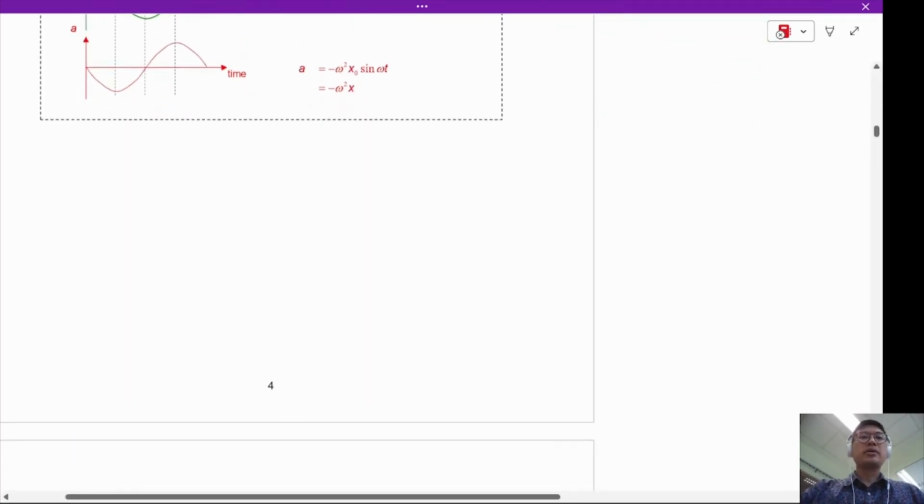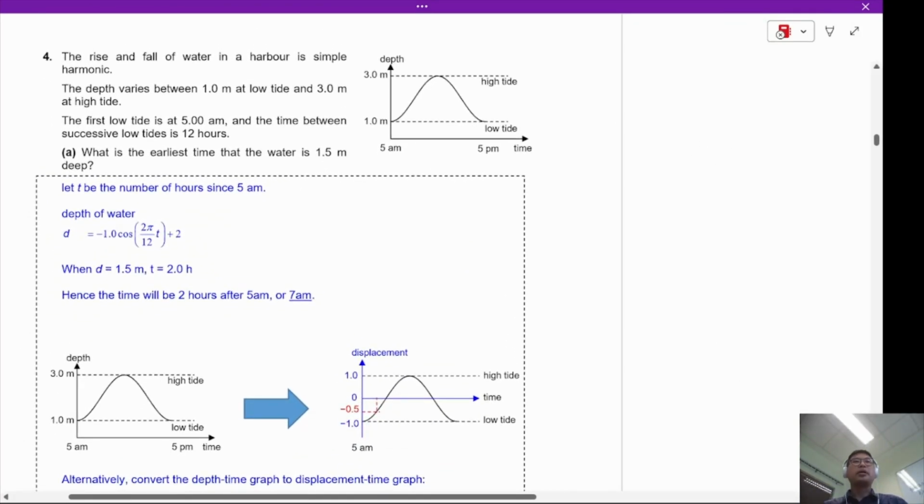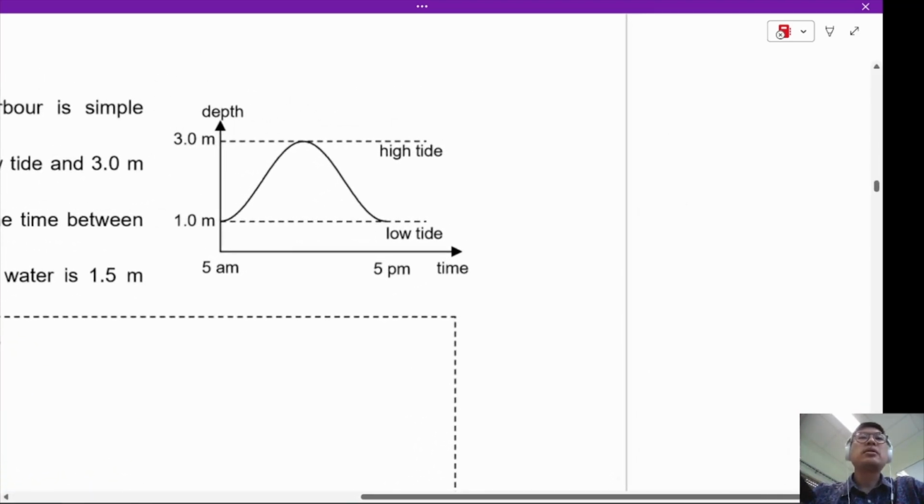Now let's take a look at question 4. The rise and fall of water in a harbor is simple harmonic. The depth varies between 1 and 3 meters. What is the earliest time that the water is 1.5 meters deep? Okay, so let's take a look at this graph here.